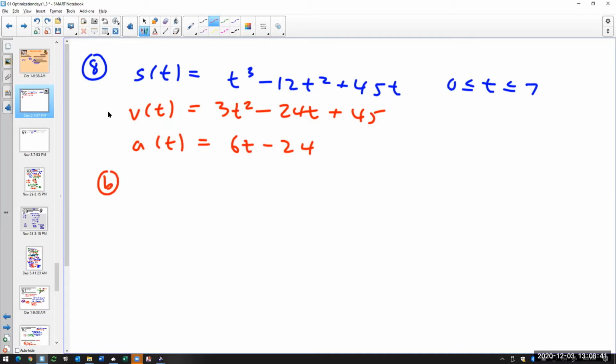Part B says, what is the time when the object is at rest? Time 3 and 5. Very good. How did you get that? What did you set equal to 0? Yeah, you set velocity equal to 0.